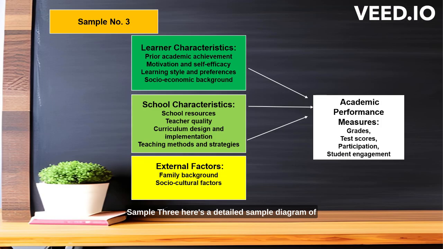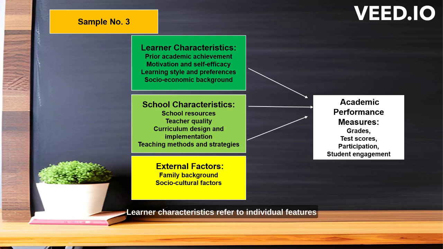Sample 3. Here's a detailed sample diagram of a research conceptual framework on the factors affecting the academic performance of senior high school learners. In this conceptual framework, the central focus is on the educational performance of senior high school students and the factors that affect it. The framework is divided into three main categories: learner characteristics, school characteristics, and external factors.